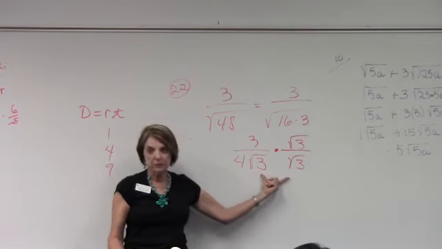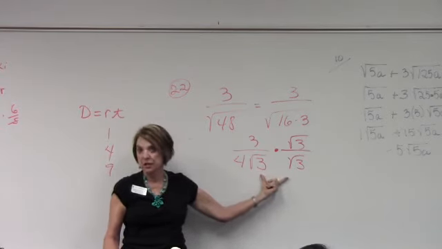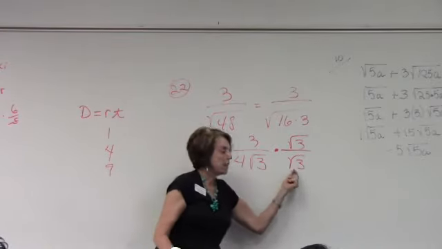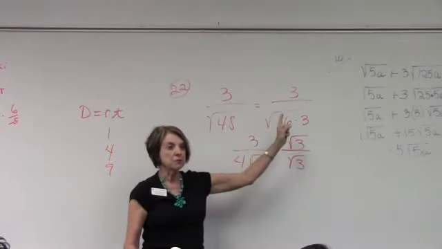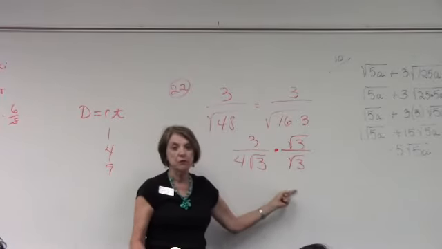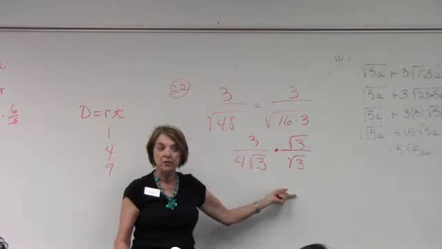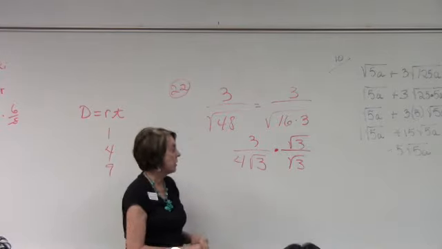What is square root of 3 times square root of 3? Square root of 9, which is actually 3. So the radical goes away in the bottom. But if I multiply the bottom by the square root of 3, I must also multiply the top. Because really, what is square root of 3 over square root of 3? I'm just multiplying by 1. I'm not changing the value, I'm changing the way it looks.